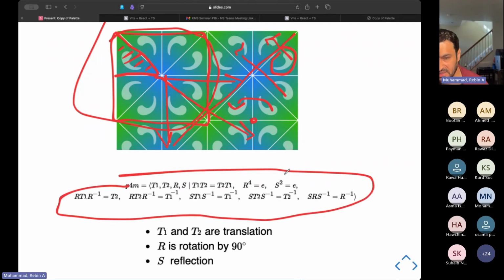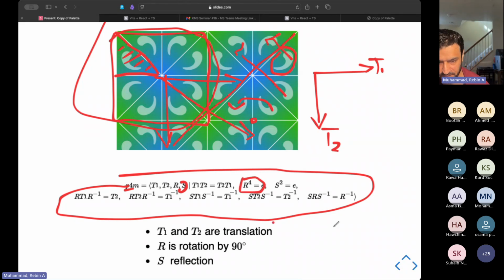If you take abstract algebra, there is a way to write the elements of a group using generators, and this is the P4M generator. The generators for this one are T1, T2, R, and S, where T1 and T2 are translations, moving this way and this way. If you have only these two, T1 and T2, you should be able to copy it in any other direction because they are vectors. S is reflection, R is rotation by 90 degrees, and that's why R to the power 4 is equal to E, which is the identity.